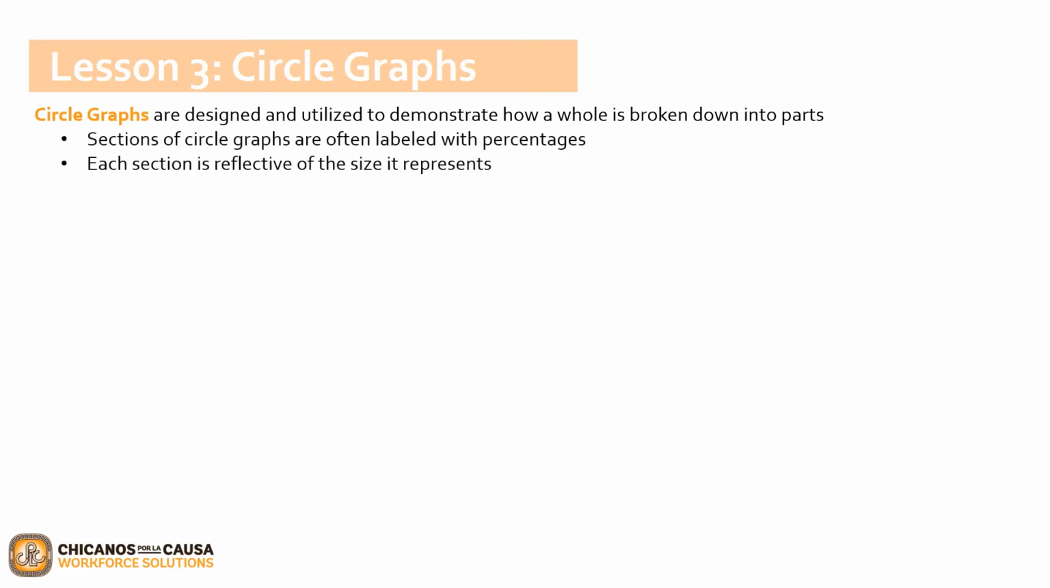Sections of circle graphs are often labeled with percentages. So similar to how our line and our bar graphs had their two axes that were also labeled, each section of a circle graph also has labels. Now each section is reflective of the size that it actually represents. So let's go ahead and look at an example of this.